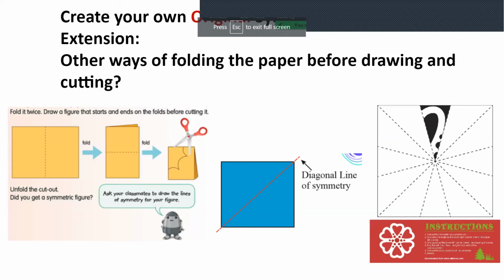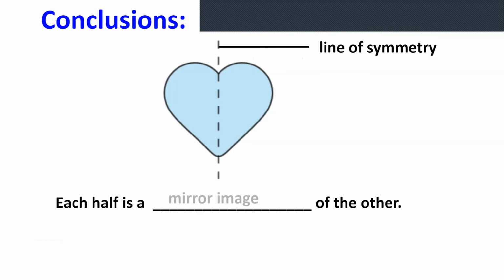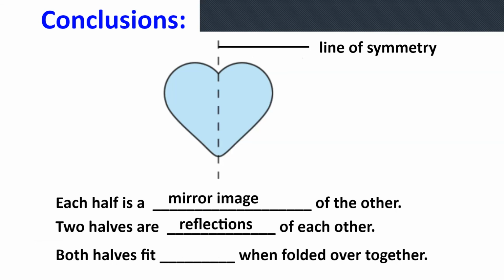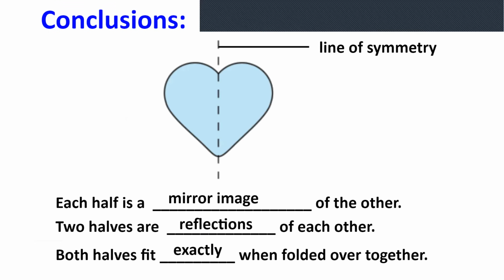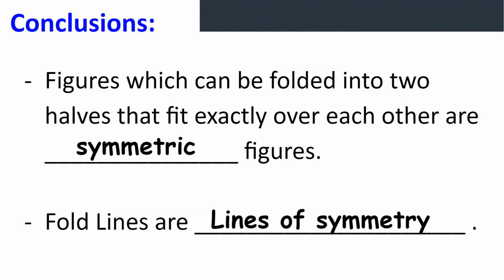Okay, so earlier on I said some of the conclusions are that you get mirror images. When they fold into half, they fit exactly over each other. And the design must be exactly the same. So just now the cat, you see eyes on one side, but you don't see eyes on the other side. That means it's not exactly the same. They are not symmetric. Okay, and the four lines are called lines of symmetry.